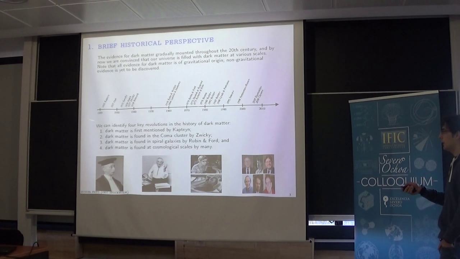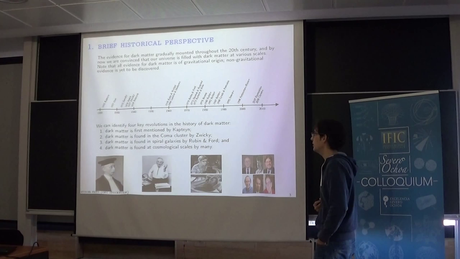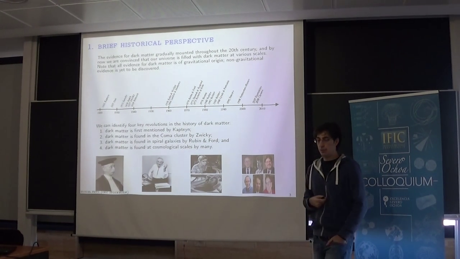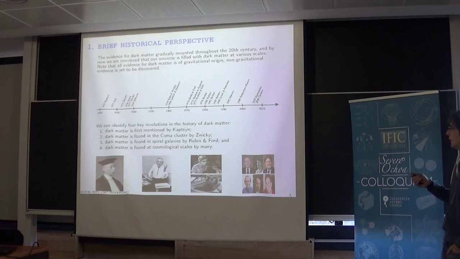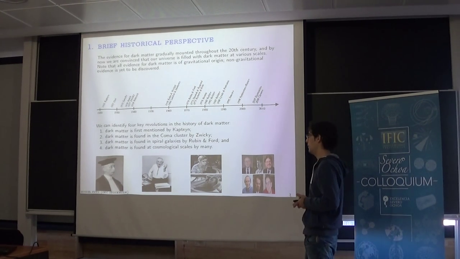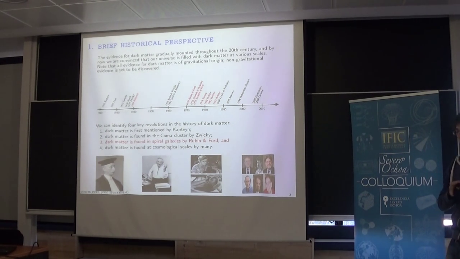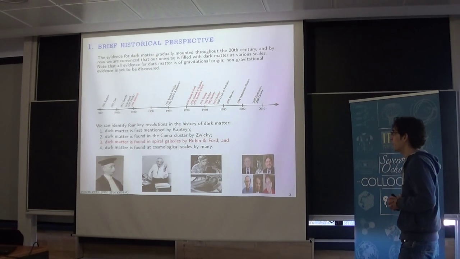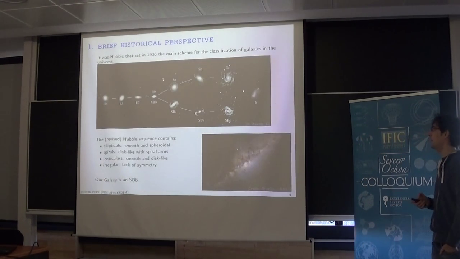And then we have dark matter found in spiral galaxies by many authors, with a very big boost in the 70s, but other people have contributed throughout the years to that effort. And finally, in the latest decades or so, dark matter is also found to be very important at cosmological scales, also by many authors. So as I said, I'll focus mainly on galaxies and in particular on spiral galaxies, which has been contributed to, as I said, by many authors.